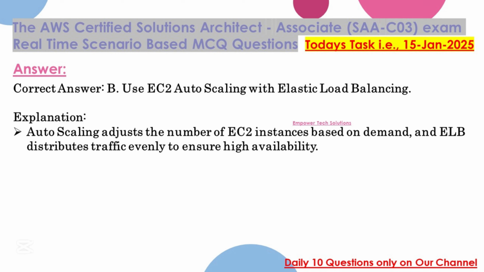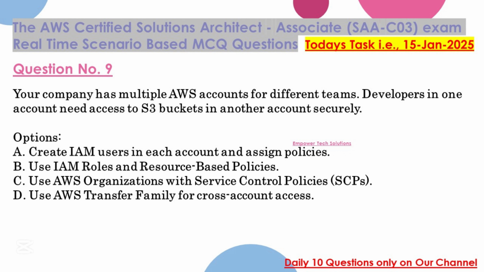Your company has multiple AWS accounts for different teams. Developers in one account need access to S3 buckets in another account securely. Options: A. Create IAM users in each account and assign policies. B. Use IAM roles and resource-based policies. C. Use AWS Organizations with service control policies, SCPs. D. Use AWS Transfer Family for cross-account access.